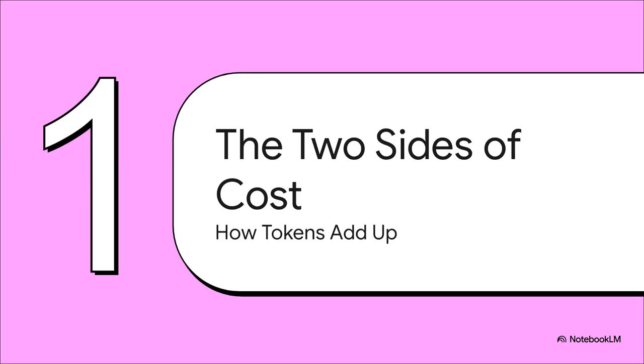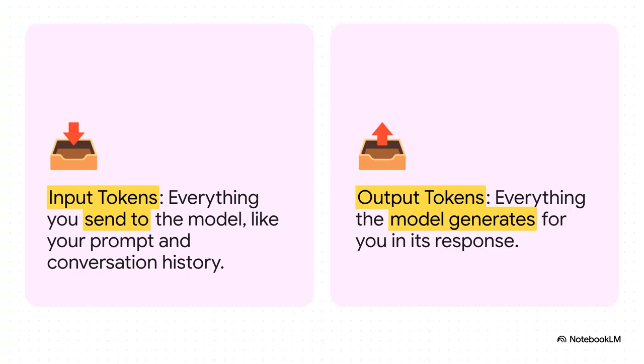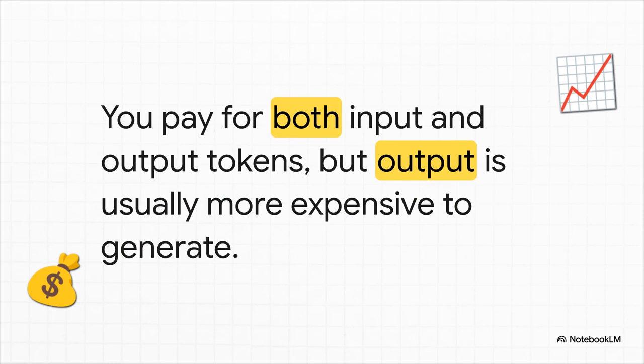All right, so now that we know what these things are, let's get to the part everybody really cares about, the money. How do these little chunks of text actually add up and hit your wallets? So your bill is basically split into 2 parts. First, you've got input tokens. This is everything you send to the model, your prompt, any instructions, and this is a big one, the entire conversation history. Then you have output tokens, and that's pretty simple. It's everything the model writes back to you, the answer. And yep, you guessed it, you pay for both. Every token that goes in and every token that comes out goes on the tab.